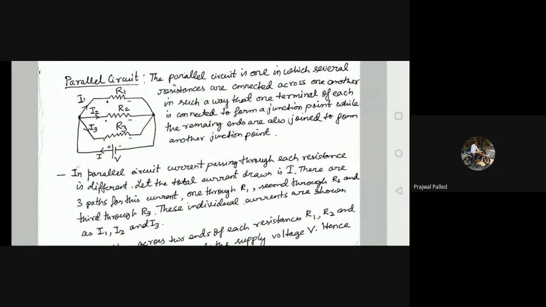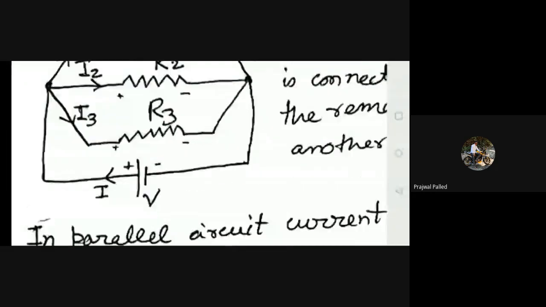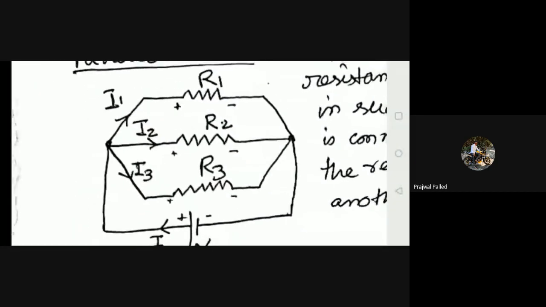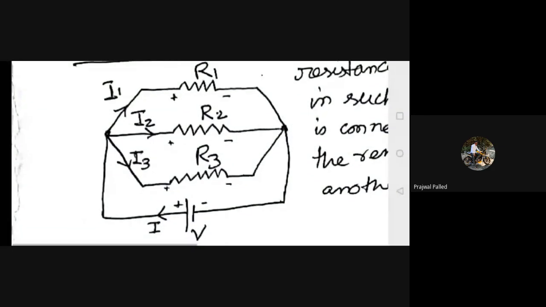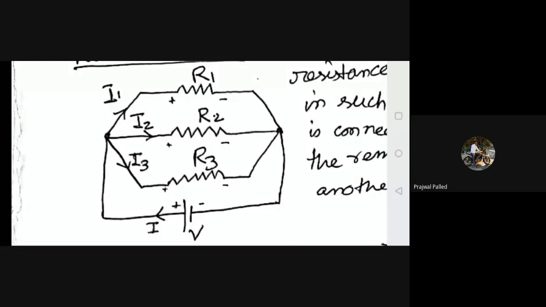So in parallel circuits, what do we see? Just see carefully the diagram. You can draw the diagram as well. For the series circuit, it was back to back. It was end to end or back to back.